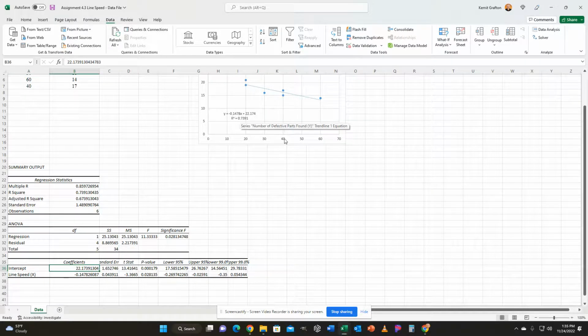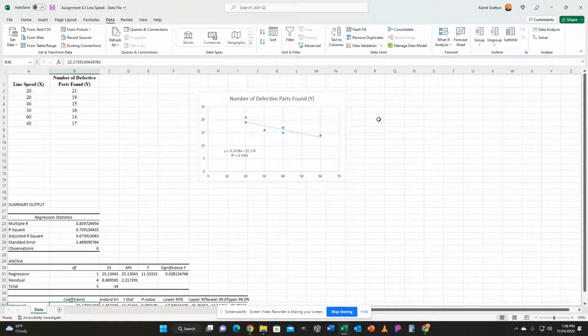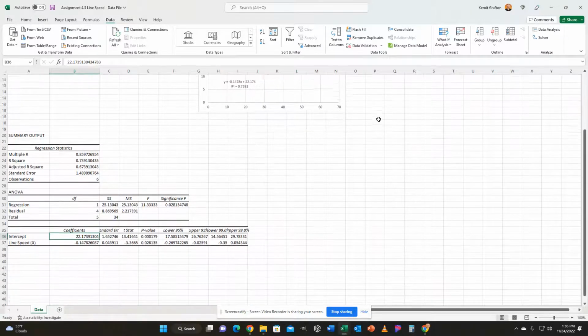So if we were wanting to predict how many defects we might have at 70 out here, because you see it stopped about 60, then we would put 70 in our equation there. So it'd be 0.1478 times 70 plus 22.174, and then that would tell us approximately how many defects that we might have. And if you'll notice, that's a negative sign. So that's a hint. And you look at the slope there, you can also determine whether that's a positive slope, a negative slope, or there's no relationship.